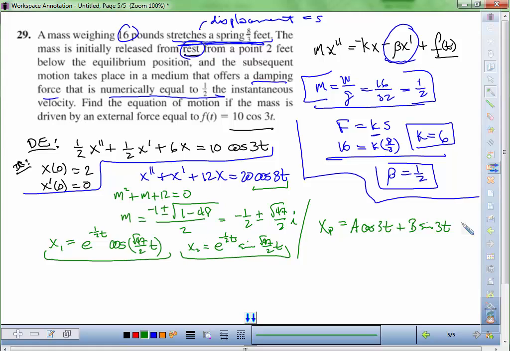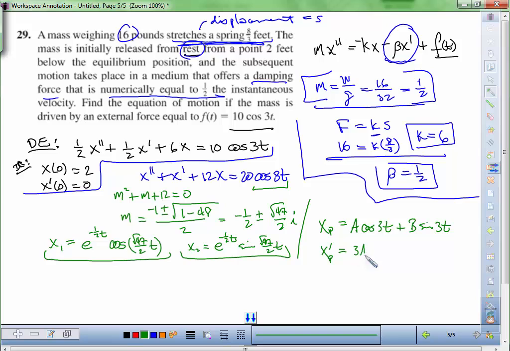So this is undetermined coefficients. This is our particular solution, or at least the form of our particular solution. What we need to do is take the prime and double prime of that, plug it back into here, and then solve for A and B. Okay?